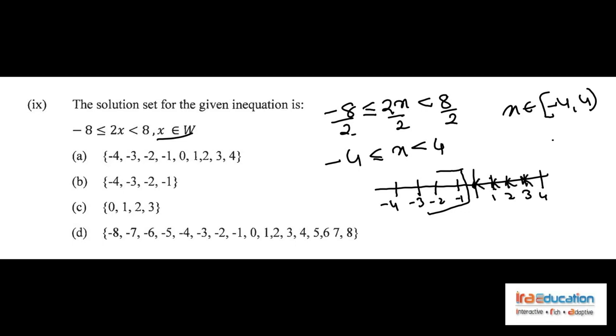Even 4 we will not include in the solution because he says x is less than 4. Had he said x is less than or equal to 4, then I would have added that also into my solution set. But because he said x is less than 4, we will not add 4 into the solution set. Therefore, the solution set will become option number C, that is 0, 1, 2 and 3.